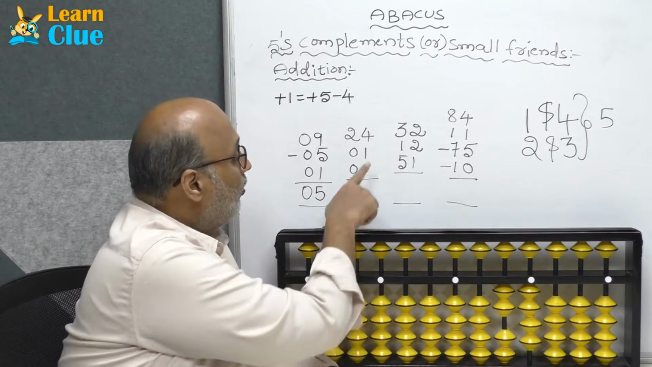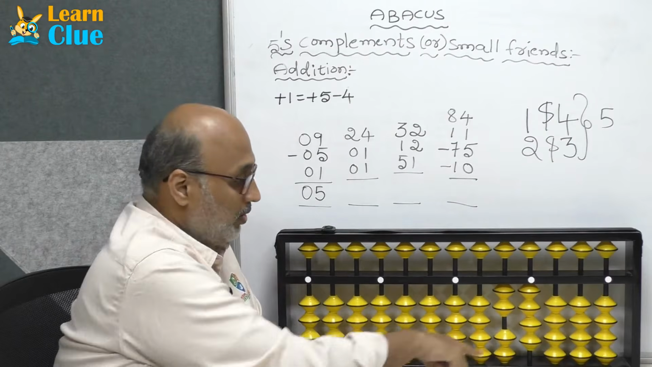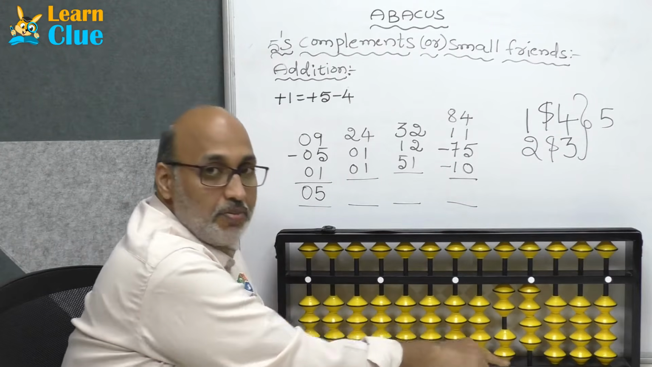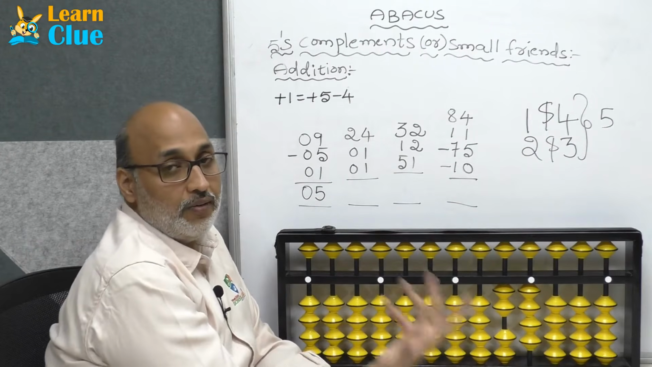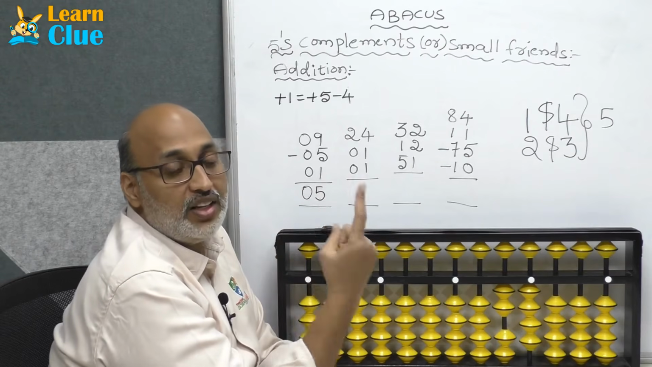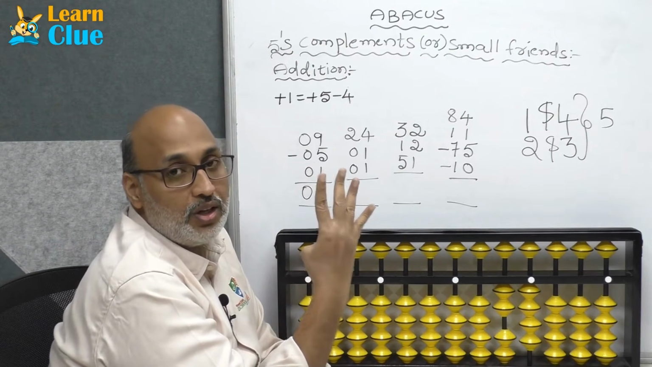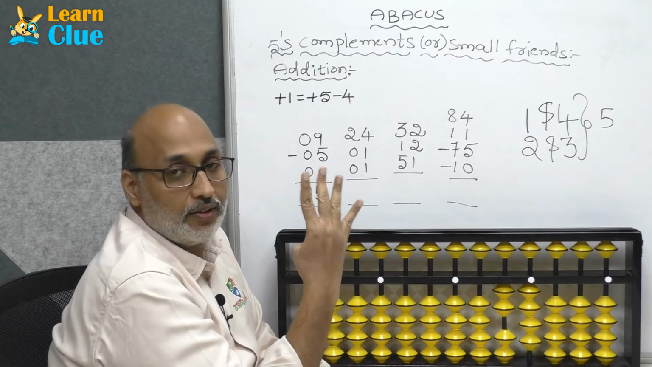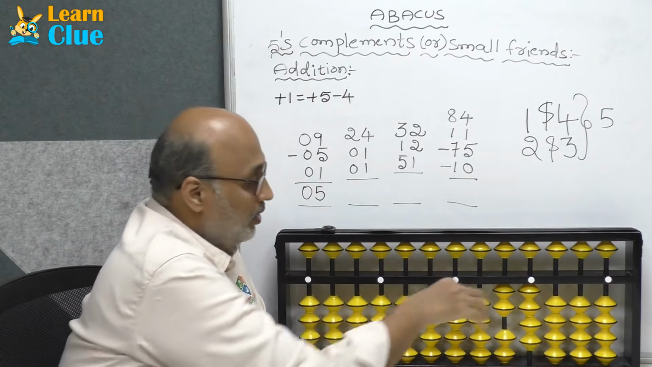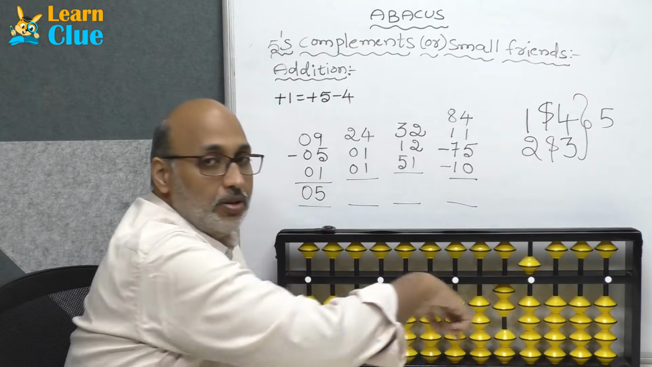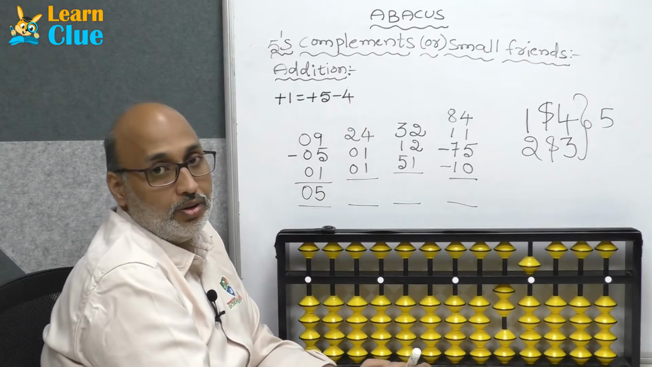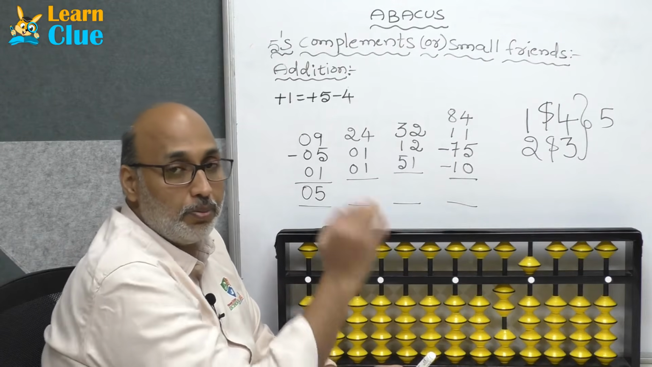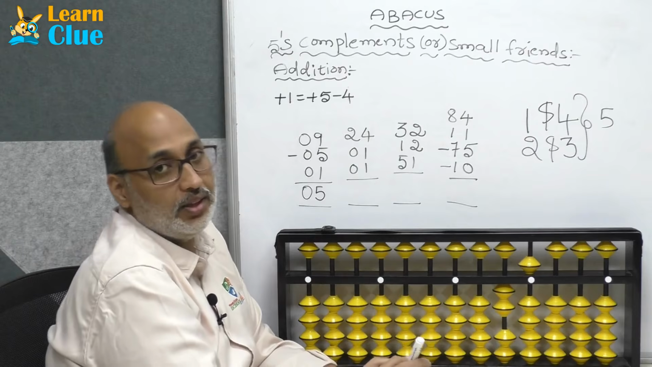Okay, now they are asking plus 1. Here also we are facing the same problem. We don't have 1. Whenever 1 is in the problem, the 4 is going to help, because 4 is the friend. So plus 5 minus 4. The 4 is going to help by subtraction.